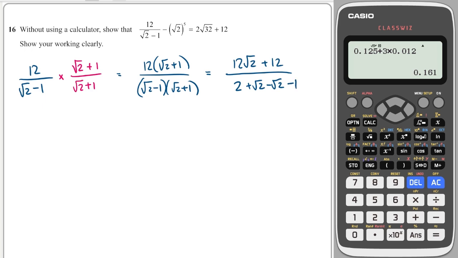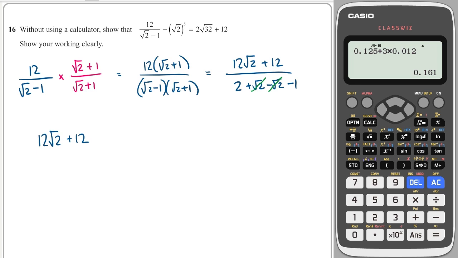Okay, so what's going to happen on this denominator? We're going to have a plus root 2 minus a root 2. It's going to cancel out to 0. And then we're going to have 2 minus 1, which is just 1. And anything divided by 1 is just whatever it is on top. So this is going to simplify to 12 root 2 plus 12.